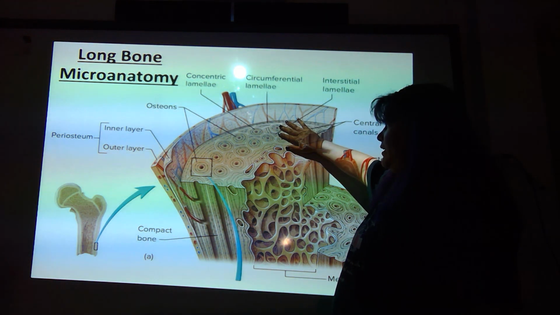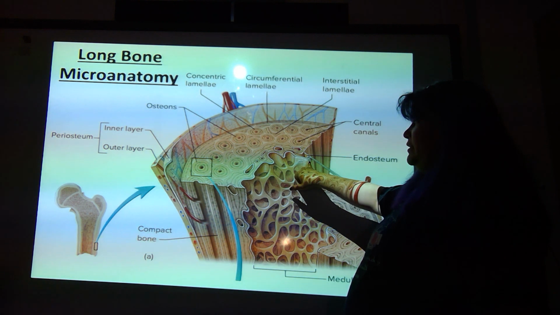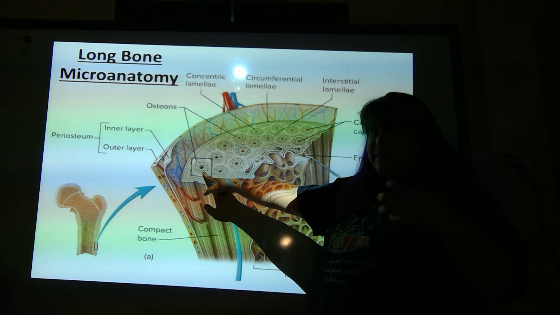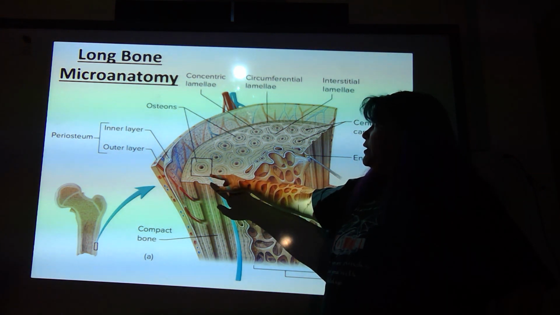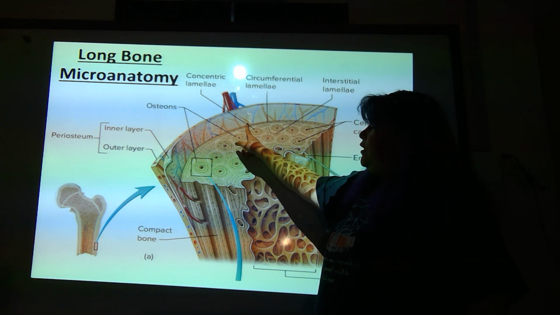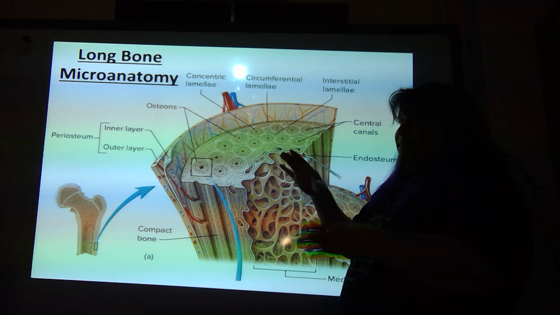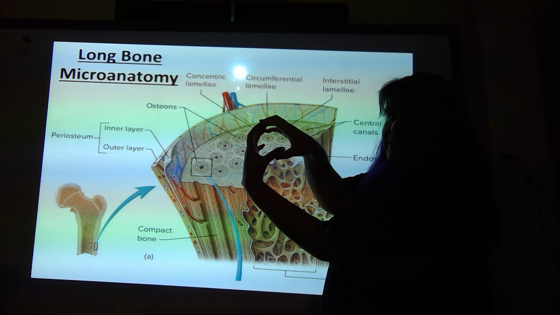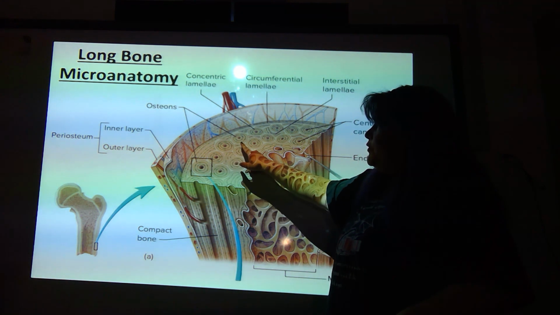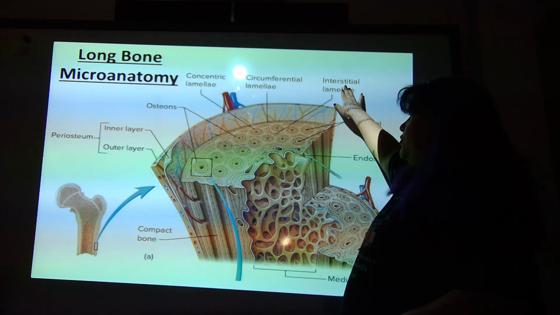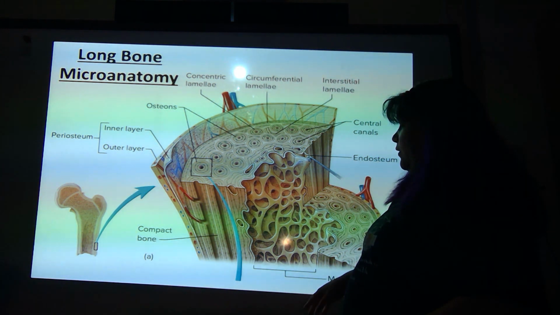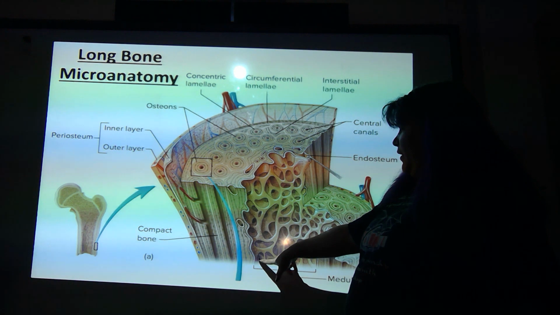So you've got compact bone, you've got spongy bone, you've got the endosteum, you've got the periosteum, you've got the osteons as a unit, and each one of these rings is a concentric lamella. You've got the rings going along the outside of the bone, the entire circumference of the bone itself. These are the circumferential lamella. And then you've got those that are filling the spaces, the interstitial. You've got the central canals. Now, that medullary cavity that we were talking about, that's right here.